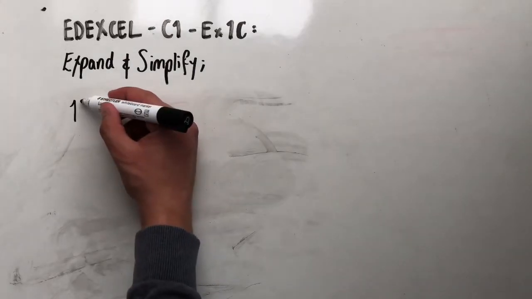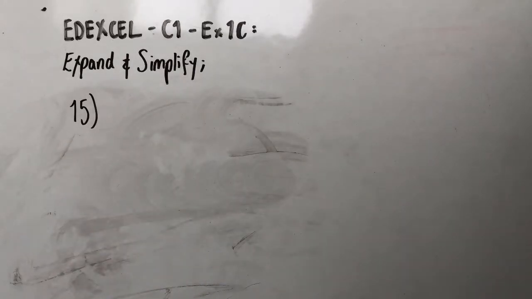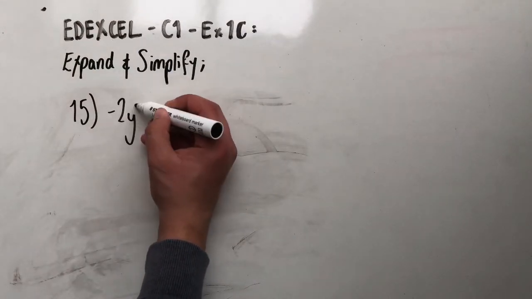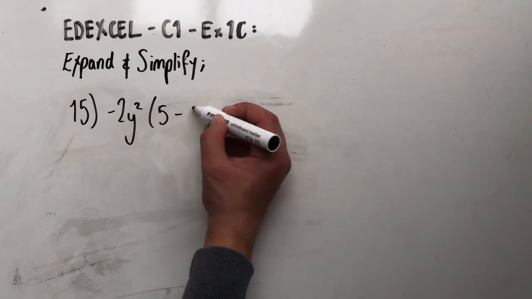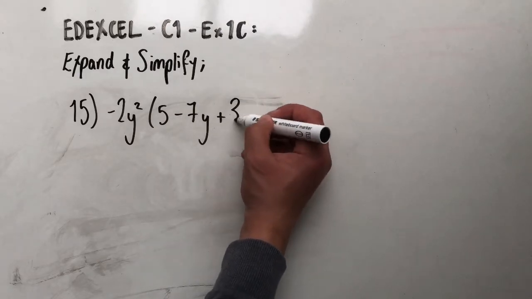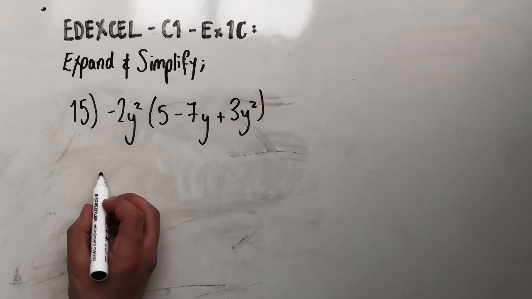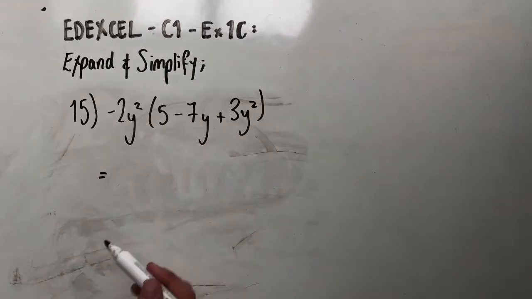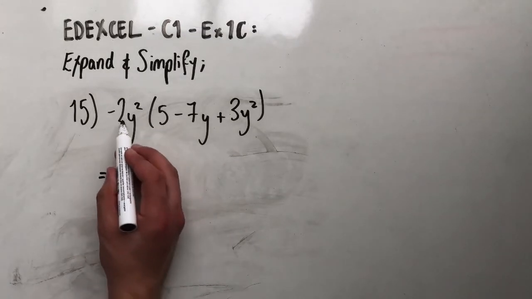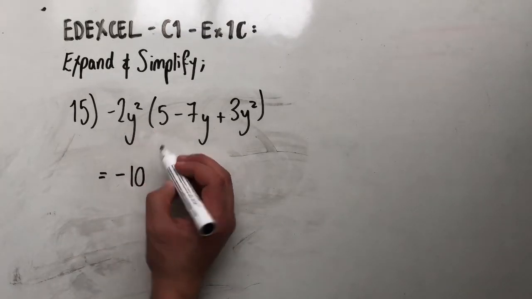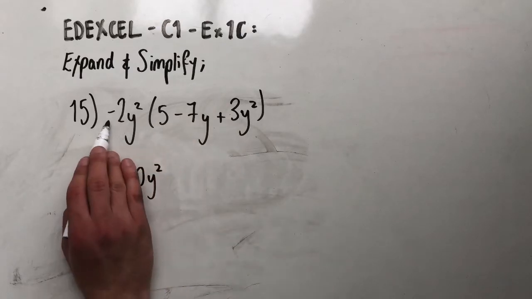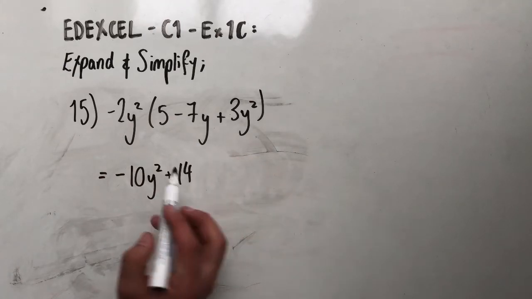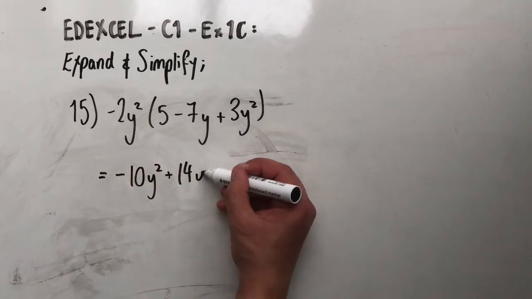Question 15, we have negative 2y squared, open brackets 5 minus 7y plus 3y squared, close brackets. Again, just like the last two questions, we have three terms inside the brackets, and all we're going to do is times minus 2y squared by each one inside the bracket, and it will expand it. So, first term, we have 5 times negative 2y squared becomes negative 10y squared. The negative 7y can be times by the negative 2y squared, and that will give positive 14y cubed, because we have two negatives times together, and two negatives times together equals a positive.